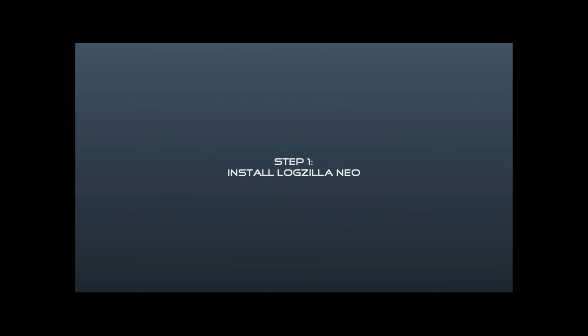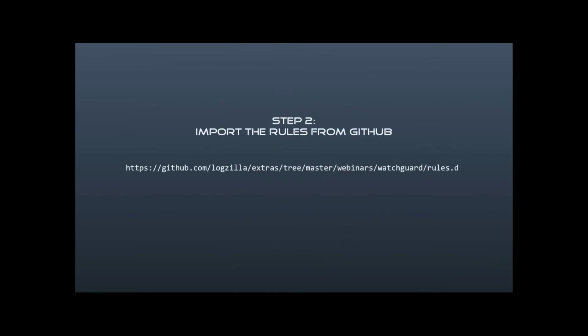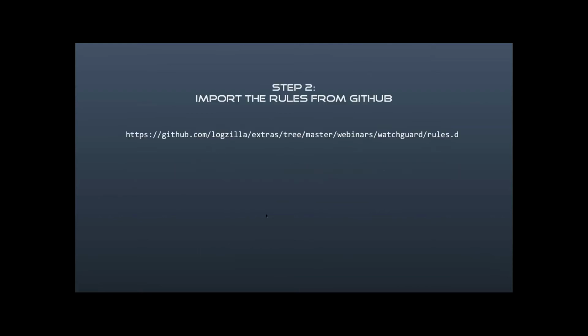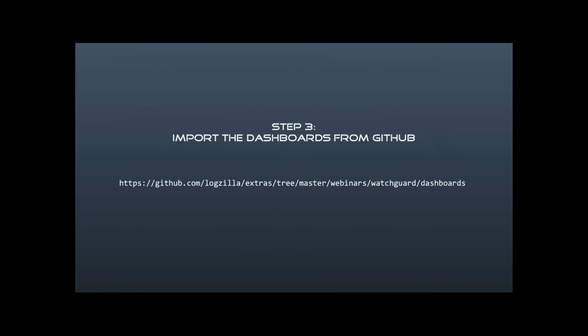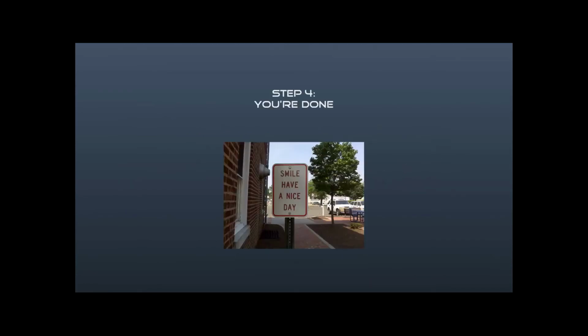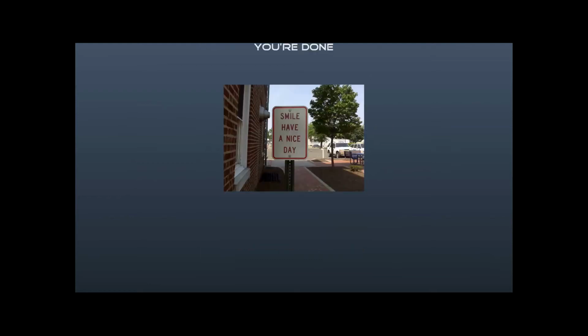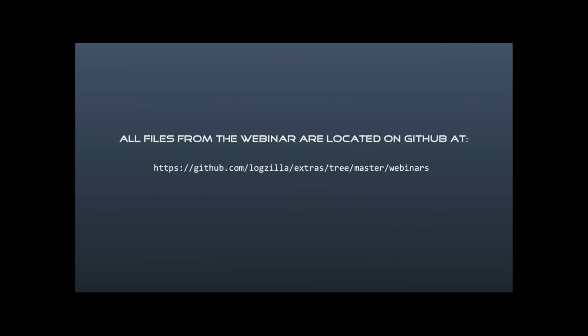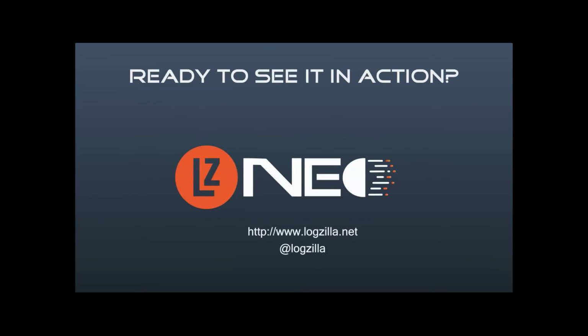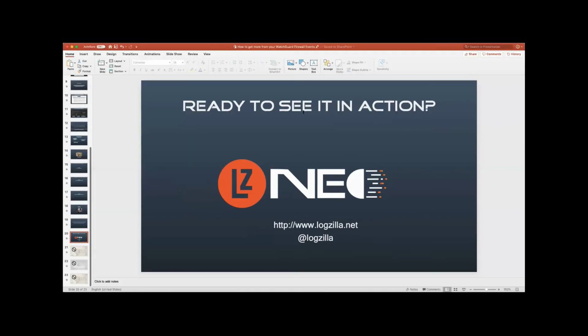So how do we do this? Step one, these are easy steps, right? Step two, import the rules from GitHub, and we'll happily send these links out after we're finished here, of course. Step three is to import the dashboard. And step four, ladies and gentlemen, have a nice day. Very difficult. So you're looking at 5 minutes worth of work to get all of those dashboards and rules and everything set up in your system. And that is awesome. So with that, I'll go ahead and share a live demo here.